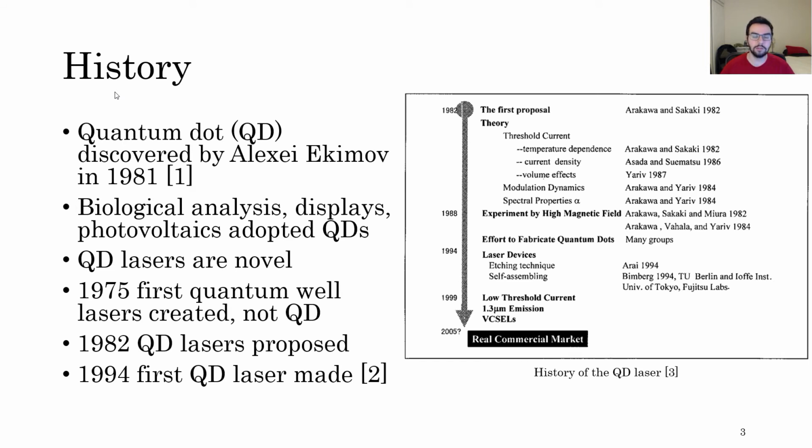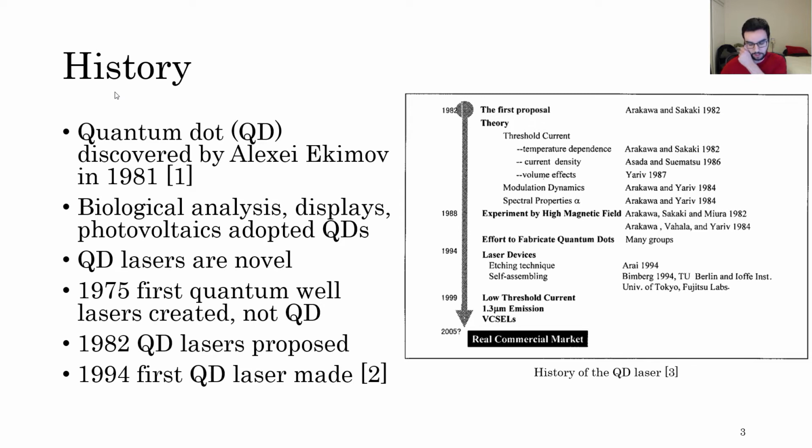The quantum dot itself was discovered by Alexei Ekimov in 1981 in the USSR, and originally it was a cadmium sulfide quantum dot array that he used. After that, it's been used in multiple applications such as biological analysis, displays, photovoltaics, and more. But the quantum dot laser itself is novel. In 1982, quantum dot lasers were first proposed, and in 1994, the first quantum dot laser was made in a collaboration between the University of Tokyo and Fujitsu.